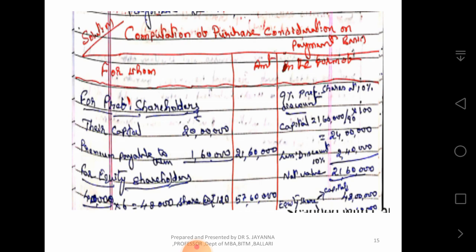48,000 shares at 120 rupees per share comes out to 57,60,000. Okay. So, the calculations are given on this side. For 9% preference share capital, at a discount, it comes to 1,60,000 divided by 9. At a discount we are issuing, so 100 comes to 24 lakhs, less discount 2,40,000, net value 21 lakh 60,000. They are given equity share capital 48 lakhs and premium 9 lakh 60,000.